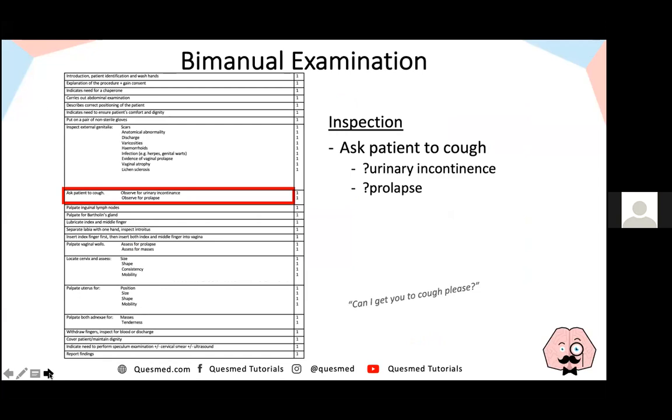Before you go on to touch the patient and perform the bimanual examination, ask the patient to cough. And this is to check for both urinary incontinence and any signs of vaginal vault prolapse.